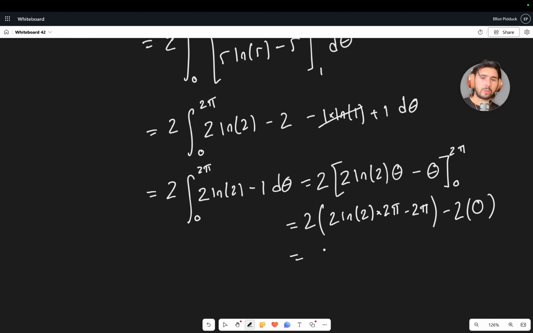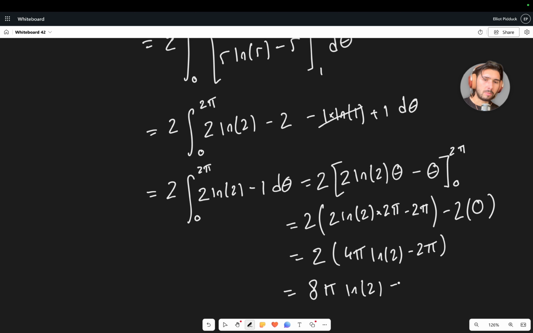And here we have got 2 times, and then what is this? So in the brackets here, we've got 2 ln 2 times 2 pi. That's 4 pi ln 2 minus 2 pi. And this is just going to be 8 pi ln 2 minus 4 pi. And that's going to be the answer.